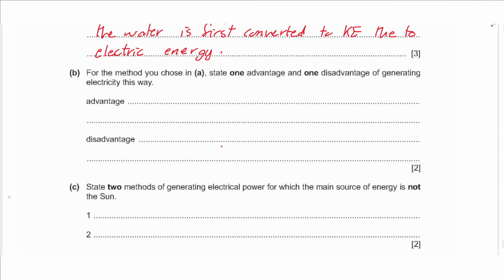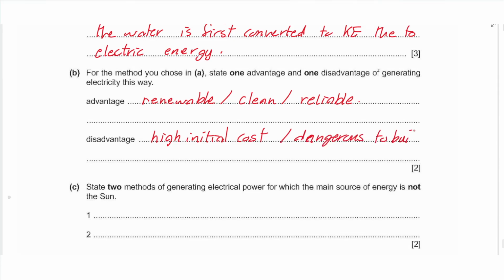Question B says, for the method you chose in A, state one advantage and one disadvantage of generating electricity this way. So the advantages are it is renewable, or we can say it's a clean source of energy or non-polluting, and it is reliable. You can control the amount of energy produced. As for the disadvantages, we can say that there is a high initial cost, or it is dangerous to build, or that it causes flooding behind the dam.